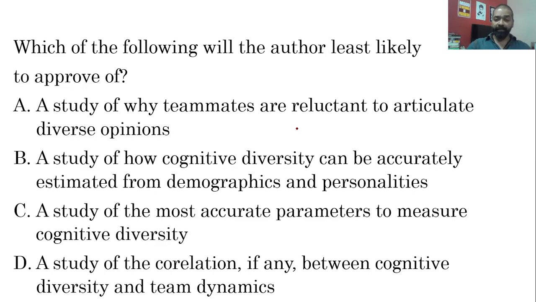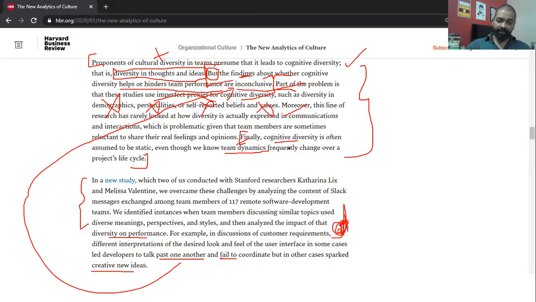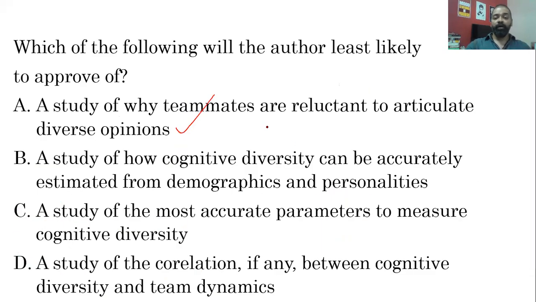Option A, a study of why teammates are reluctant to articulate diverse opinions. Yes, the author will definitely approve of it. Why? Because the author himself or herself has said that this line of research has rarely looked at how diversity is actually expressed in communication interaction, which is problematic given that team members are sometimes reluctant to share their feelings. So if I have a study of why teammates are reluctant to articulate diverse opinions, yes, the author would like it, right?